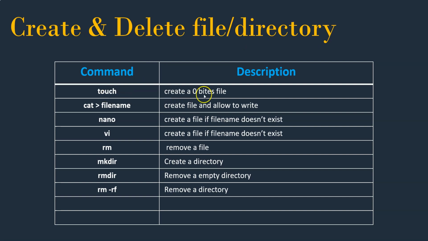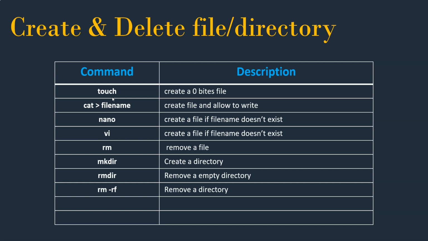First command is touch, which creates a 0 bytes file. Usually in Windows we have different kinds of files like Word file, text file, Excel. Like this we have different kinds of files. But in Linux there are no such kinds of extensions. Everything is a flat file.